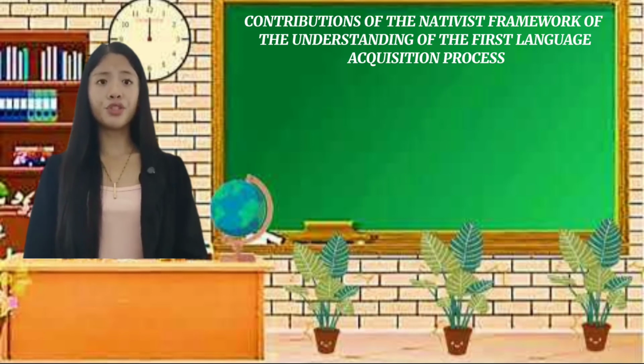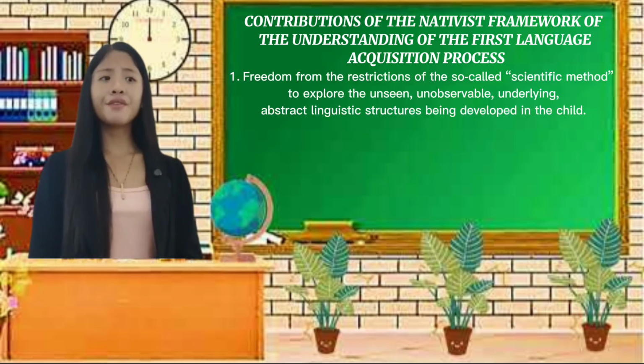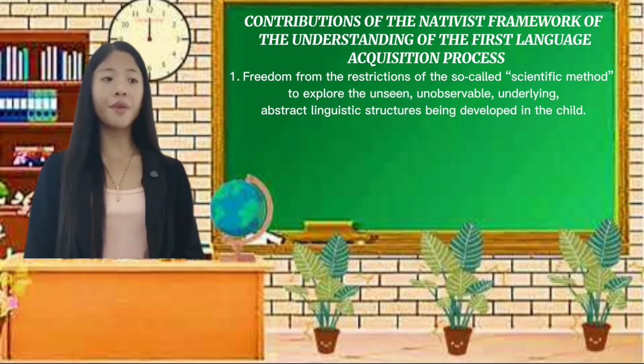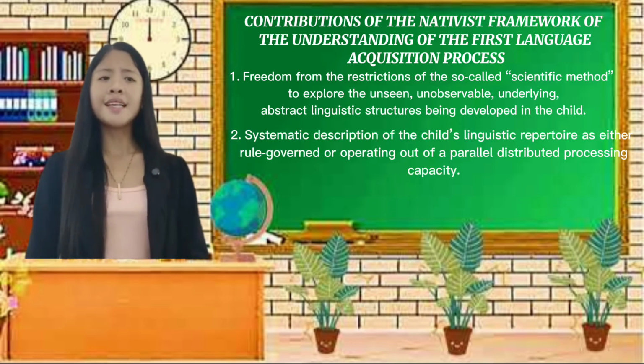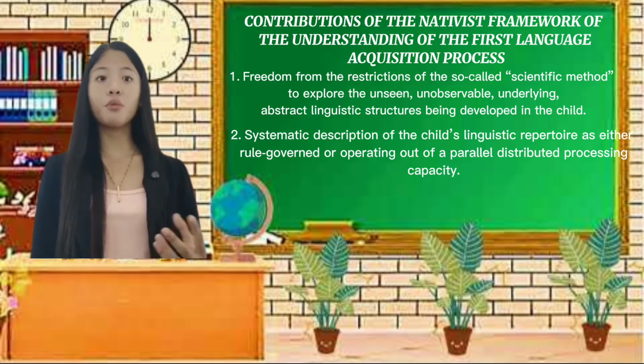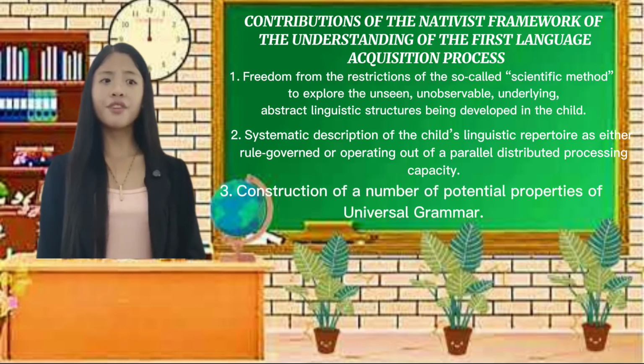There are 3 contributions of the nativist framework to the understanding of the first language acquisition process. Number 1, freedom from the restriction of the so-called scientific method to explore the unseen, an observation of underlying abstract linguistic structures being developed in the child. Number 2, systematic description of the child's linguistic repertoire or inter-rule government, operating out of the parallel distributed processing capacity. Number 3, construction of a number of potential properties of universal grammar.